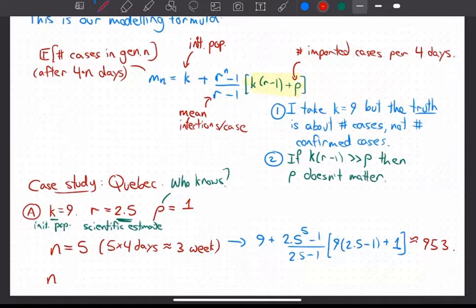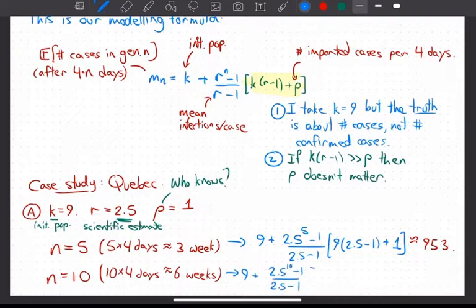And if we were all brilliant enough to continue to fail to act for another 3 weeks, so now we're looking at 10 times 4 days, so 42 days, 6 weeks, now we're looking at 9 plus 2.5 to the 10 minus 1 over 2.5 minus 1 times this same quantity. This is a disturbingly large number, about 92,197. It's kind of stressful.